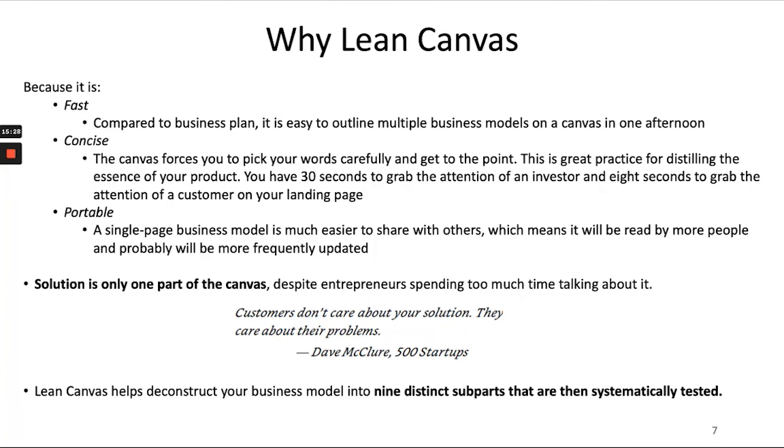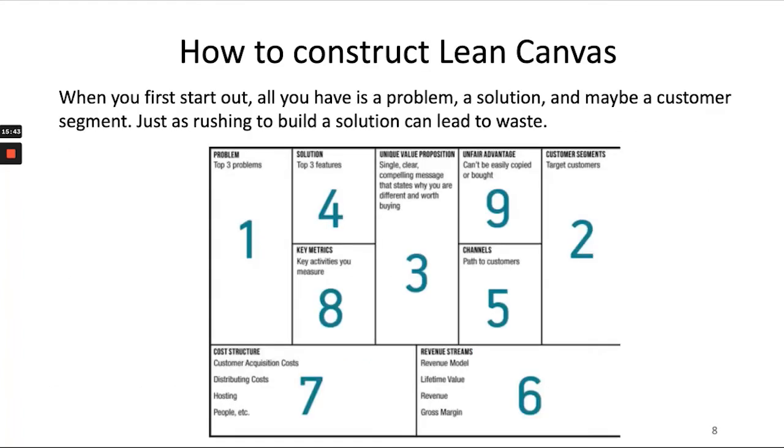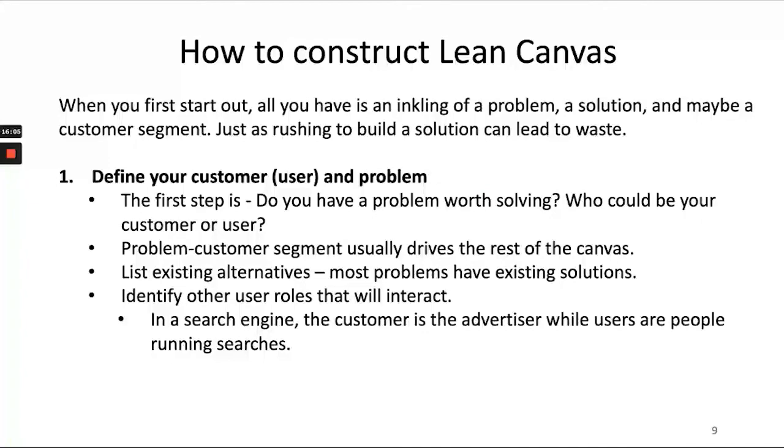Lean Canvas helps deconstruct your business model into 9 distinct subparts that are then systematically tested. I already went through that. In this slide, you can see that you start with the problem and your customers, and then you define the solution and the unique value proposition. Why is your product unique? And then you continue with the rest. Now we will go through the first 2 steps in more detail.